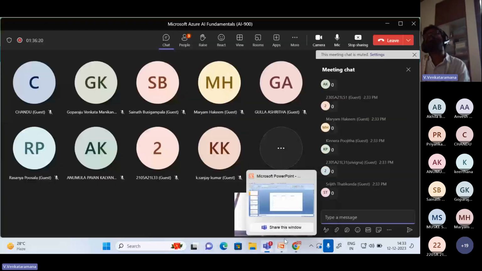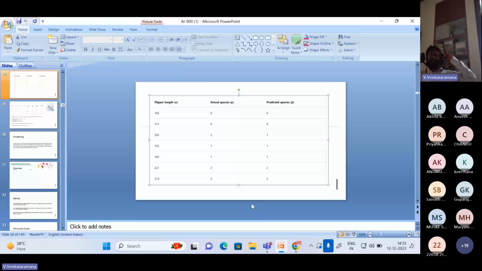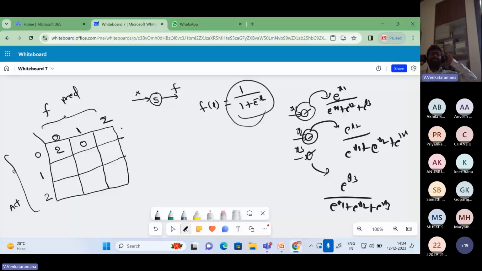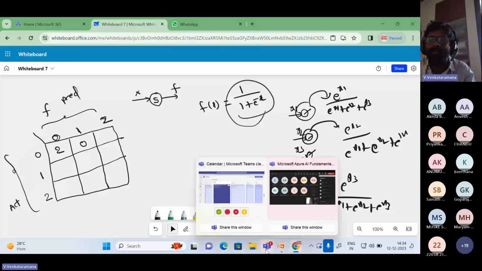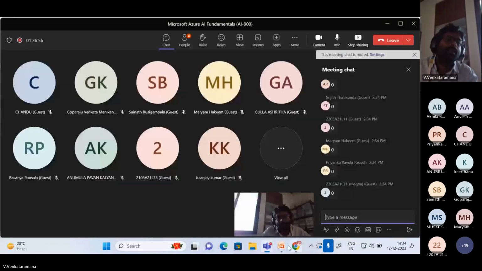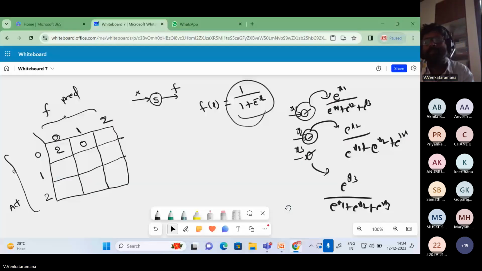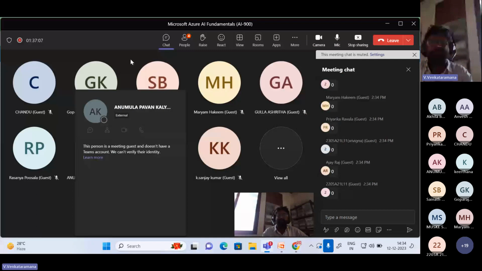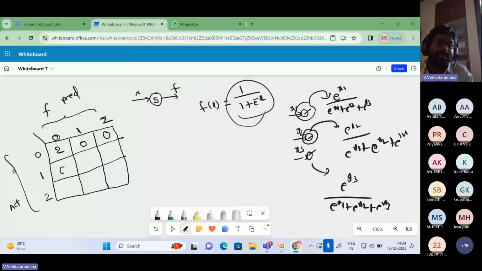What about the 0, 2? 0, 2 means your model is predicting a type 2 penguin, but actually it is a type 0 penguin. How many such 0, 2 samples are there? It is also 0. Okay, I will check once again. Yes, it is also 0. And what about the 1, 0? You are getting 0? Yes, okay. I'm not cross verifying, I'm writing directly 1, 0.